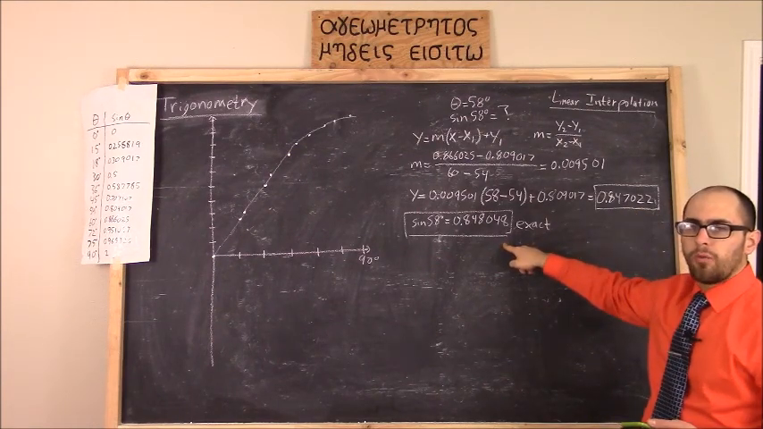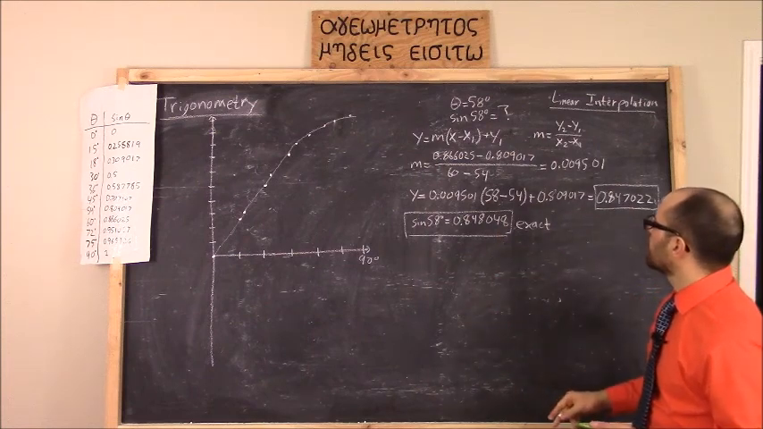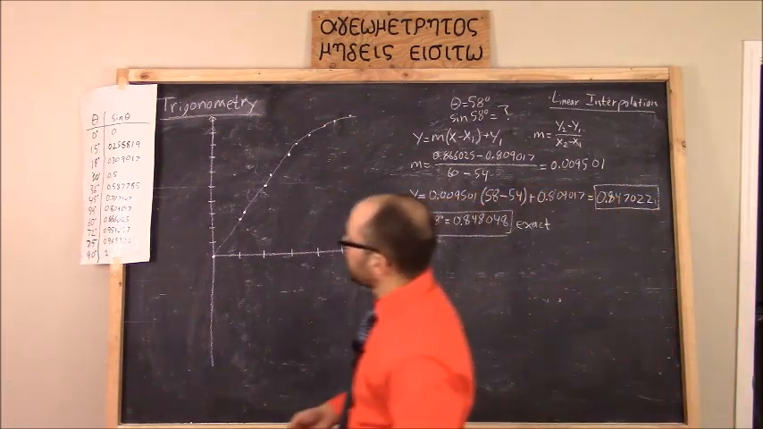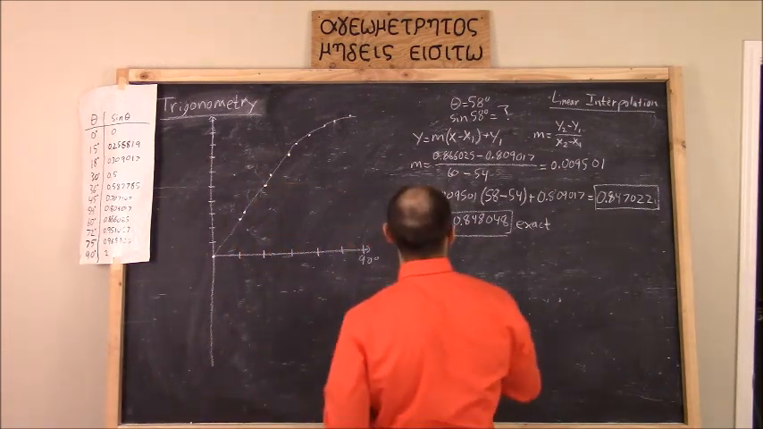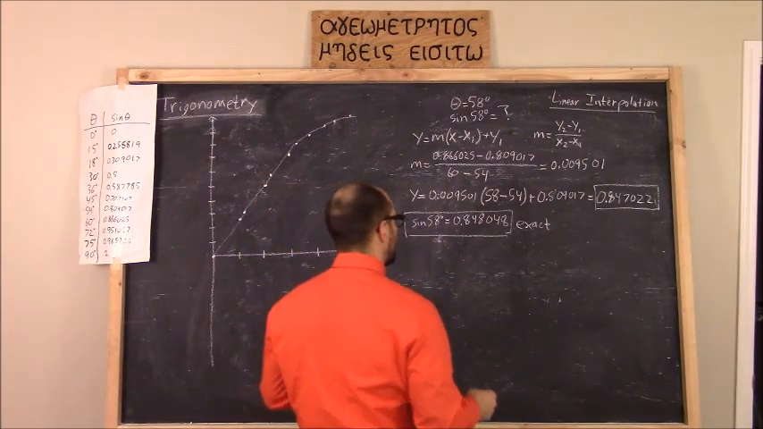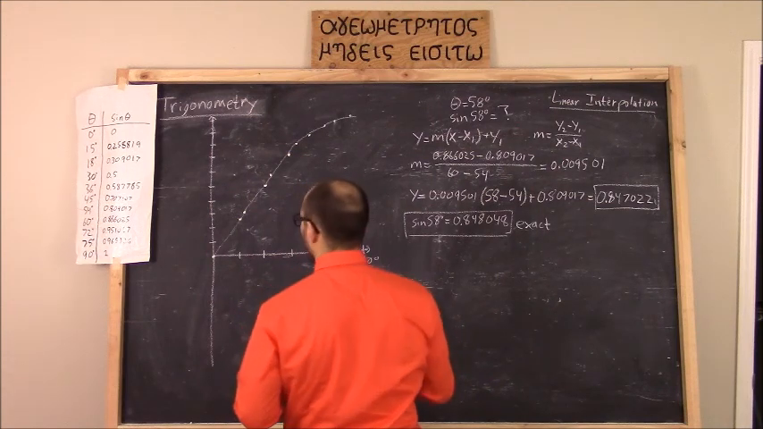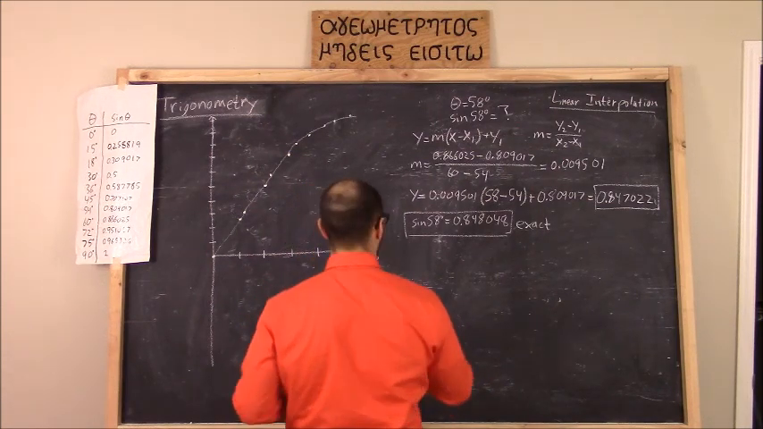Now what if there's a way to make it closer? Notice we picked 54 and 60 from our table here. What if instead I chose 57 and 60? 57 we can obtain from our other table.